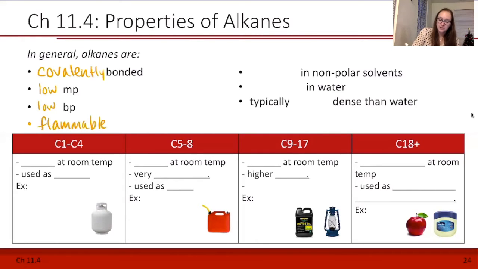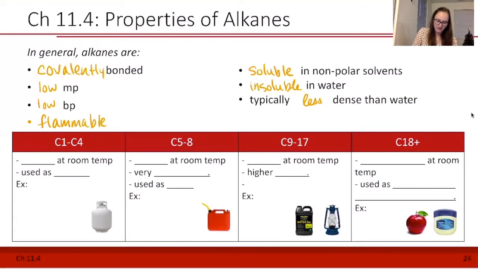They are soluble in nonpolar solvents, but insoluble in water, and they're typically less dense than water. Whoa, I didn't see that word there. Typically less dense than water, so they often will float in water.